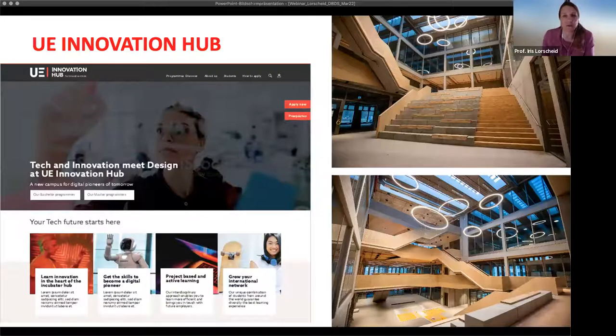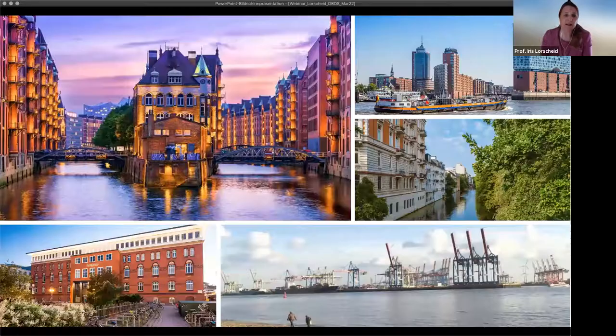Now, when you study with us at the University of Europe, you can either go to Berlin-Potsdam to study this. It's the UE Innovation Hub, and here you see a picture of the nice building that we have. There we have our newest building at the university where you can study the IT and data science related programs. I'm located in Hamburg.